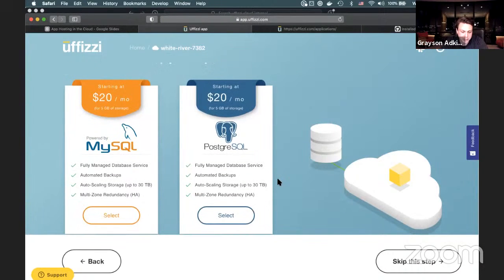The database option, right now we're offering MySQL and Postgres. Starting at $20 a month, we're rolling out free versions here pretty soon. Fully managed, automated backups, auto scaling up to 30 terabytes, so plenty big for most people, and then a multi-zone or high availability option as well.